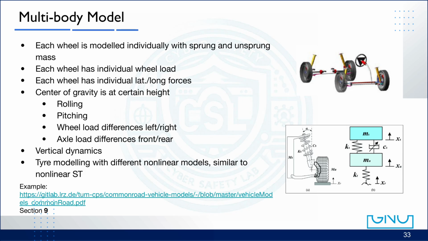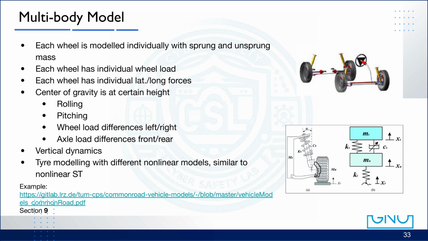Each wheel also has its own wheel load and experiences both lateral and longitudinal forces. This allows the model to represent how the front and rear tires behave differently during acceleration, braking, or cornering. The center of gravity is defined at a certain height above the ground, which introduces vertical motion effects such as rolling, pitching, and load transfer between left and right sides or between front and rear axles.